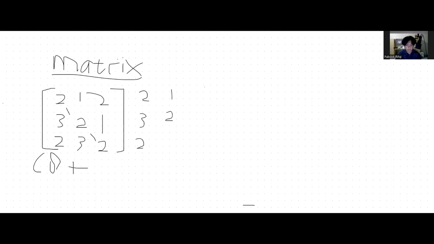2, 3, 2, 1, 2, 3. And so 1 multiplied by 1 is 1, multiplied by 2 is 2, plus again one more time, 2 times 3 is 6, 6 multiplied by 2 is 12. Then 2 times 3 is 6, 6 times 3 is 18.